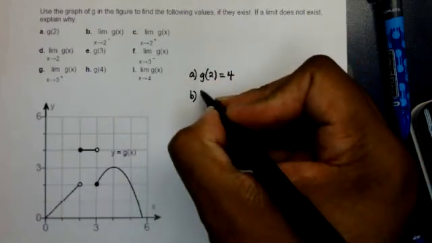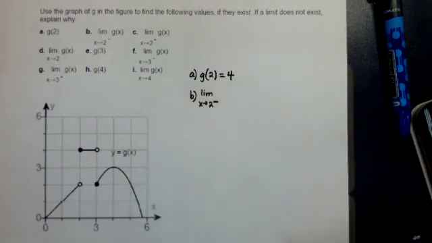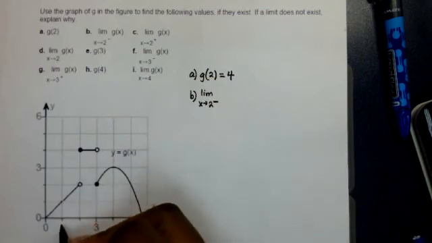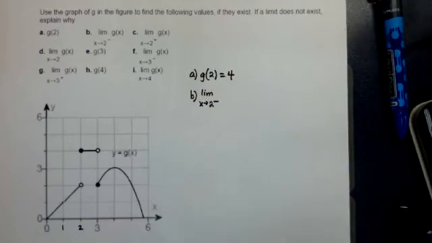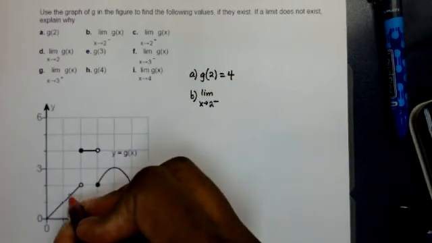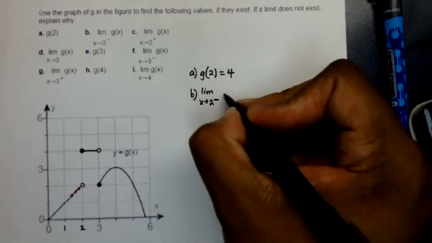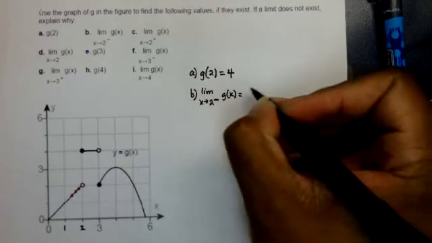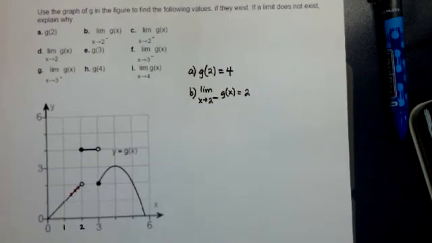Okay, part B is the limit as x approaches 2 from the left. So if that's 2, from the left of 2, which is this right here, g of x is getting closer and closer to this value right here. The y value there is 2. So the limit as x approaches 2 from the left of g of x is going to be 2, based on that graph.